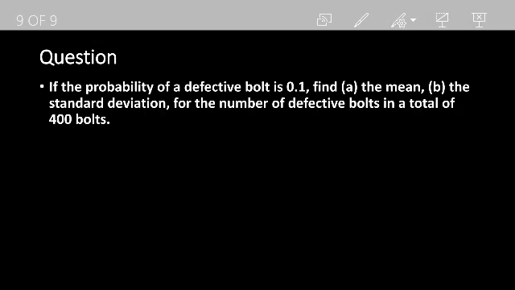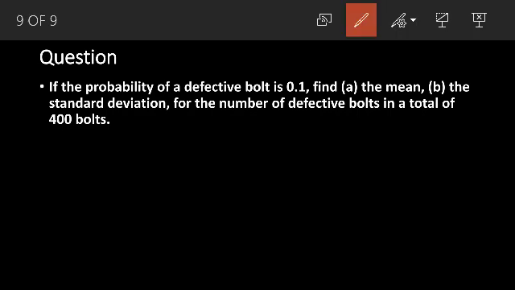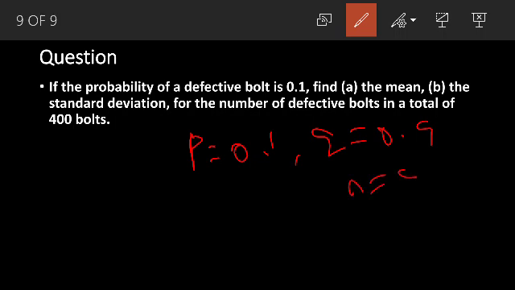Now we look at another example, where the probability of a defective bolt is 0.1, so we said p is equal to 0.1. But I'd like us to note that it means that q is equal to 0.9, which is 1 minus p. We're asked to find the mean and the standard deviation for the number of defective bolts in a total of 400 bolts. So our n is 400.